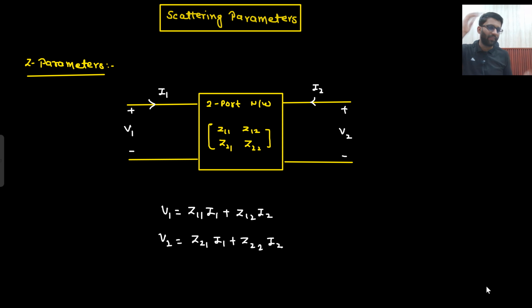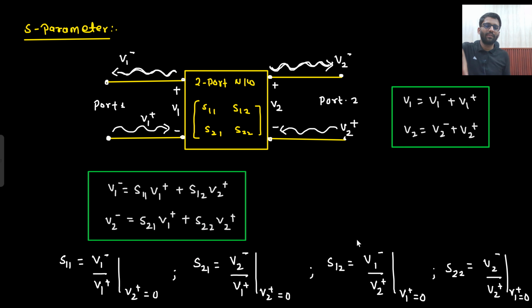V1 I am sending, I1 we are getting, V2 I am sending, I2 we are getting. Then this is your two-port network which is connecting two transmission lines. On one transmission line you are sending V1 plus and reflected back V1 minus. Here you are sending V2 plus and reflected back V2 minus. Now how S11, S12, S21 and S22 are defined, that also I told you.